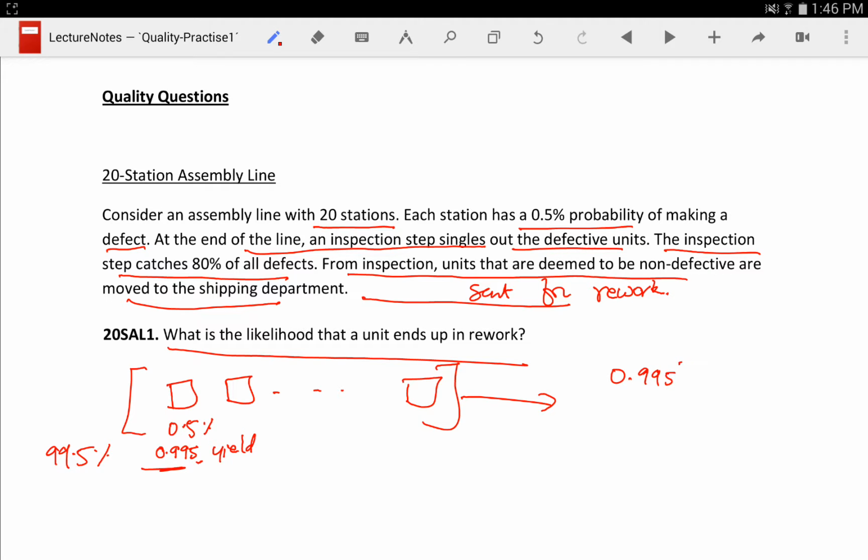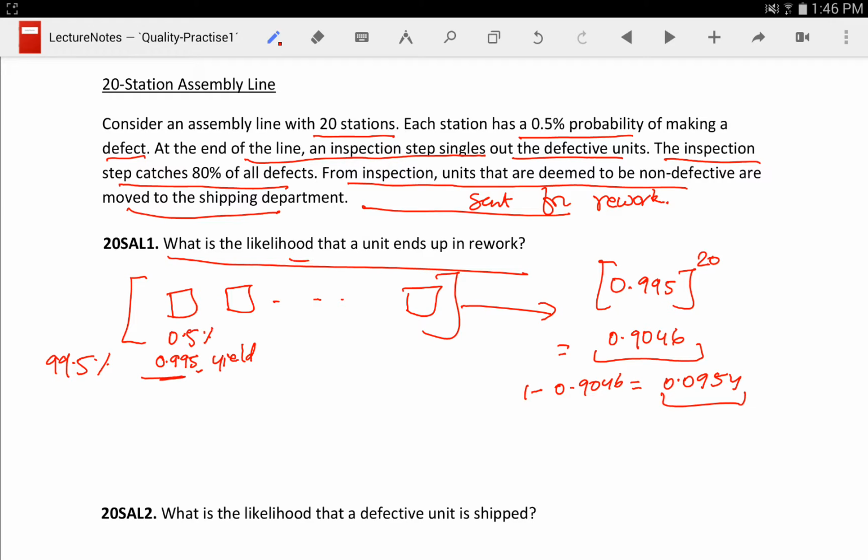So if we have the yield of each step, we can find the yield of the process. The yield of the process thus is 0.9046. If the process is making this many good parts, it's making 1 minus 0.9046, which is 0.0954 defective parts. Well, we got something, but that's not what we asked. The question is, what is the likelihood it ends up on rework? Well, that is how many are caught.